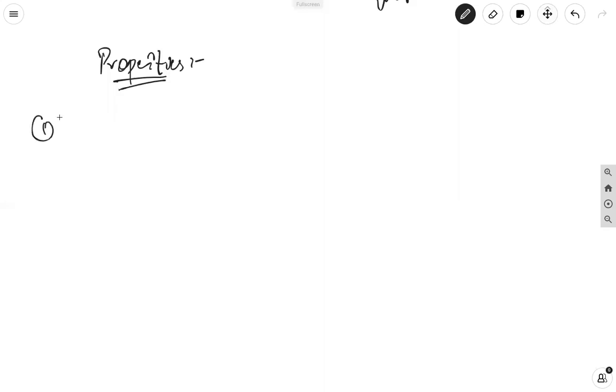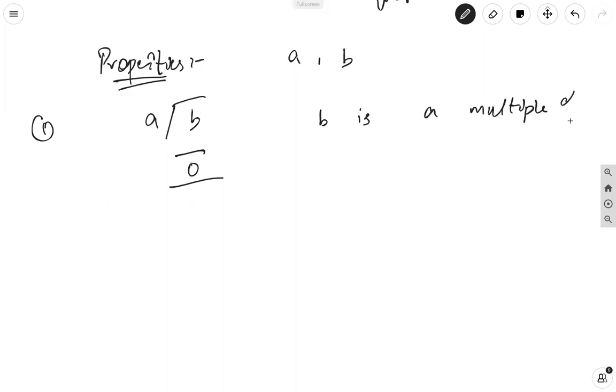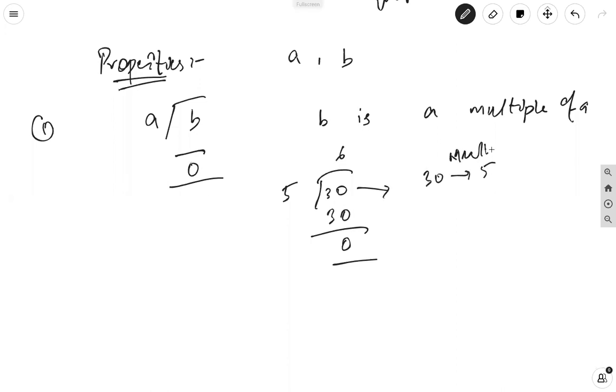First of all, again considering two positive integers a and b for the time being. If we divide b with a and the result is 0, this means that b is a multiple of a. For example, we have 30 and we divide this by 5, this will become 6, and the remainder is 0. This means 30 is a multiple of 5, right? This is the very first basic property.